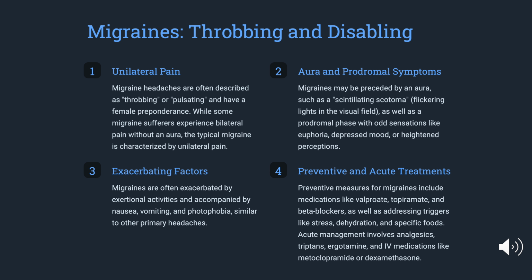Medications like valproate, topiramate, and beta blockers may be prescribed, alongside efforts to identify and address triggers such as stress, dehydration, and specific foods. In acute management, treatment options include analgesics, triptans, ergotamine, and intravenous medications like metoclopramide or dexamethasone to alleviate symptoms and improve quality of life during migraine attacks.